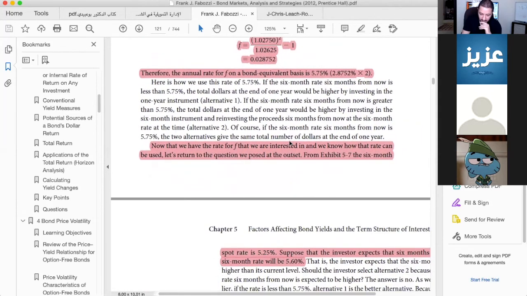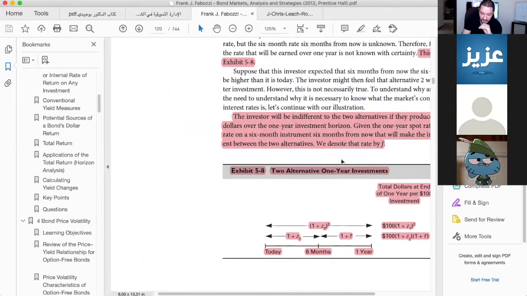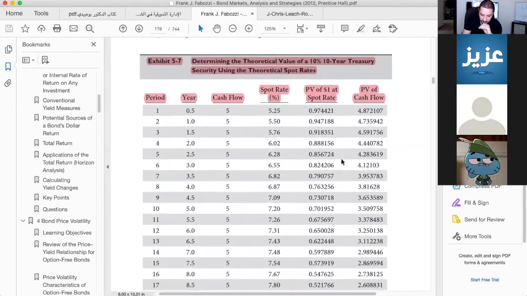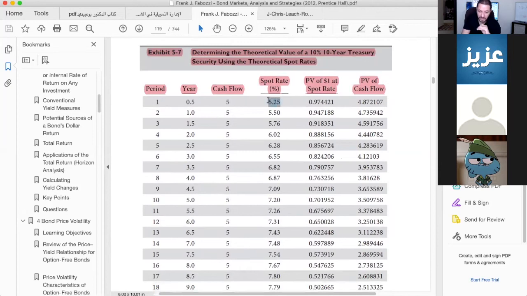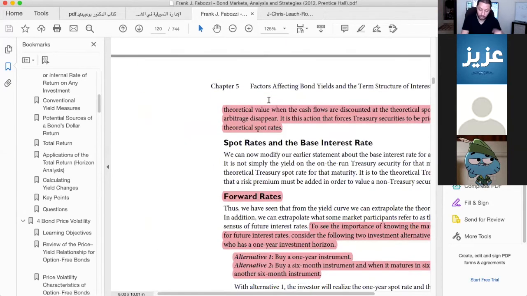Now that we have the rate for F that we are interested in, and we know how that rate can be used, let's return to the questions we posed at the outset. From exhibit 5.7, the 6 month spot rate is 5.25%. This is the spot rate for a 6 month treasury bill today. Now we are expecting that this rate would change after 6 months, and it would become 5.75%, which is the forward rate.